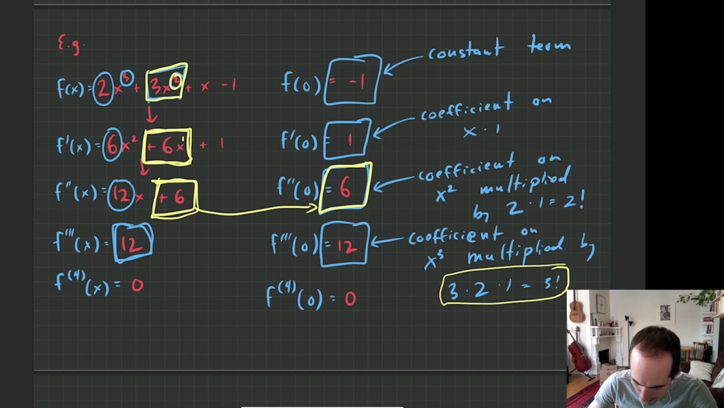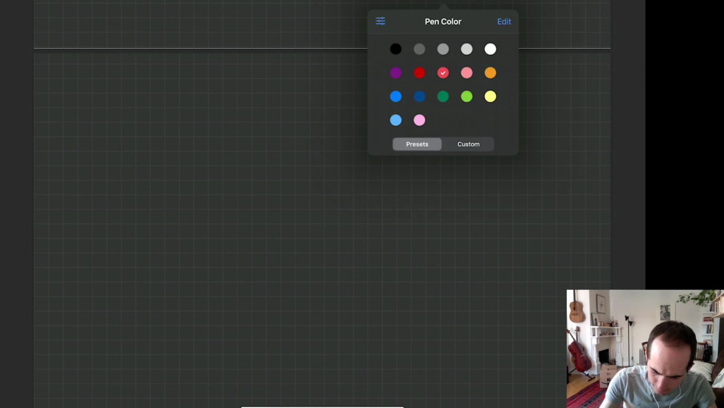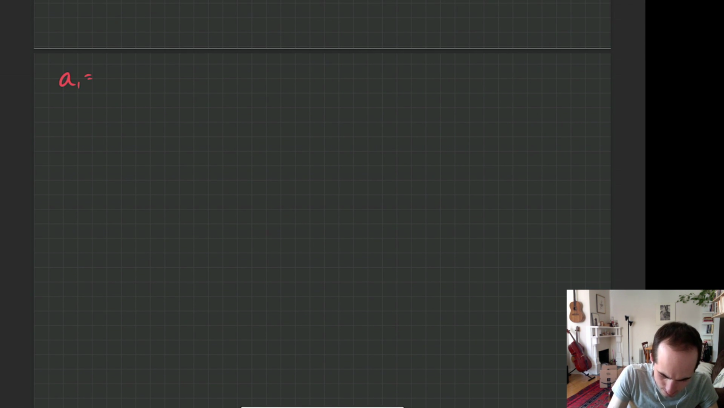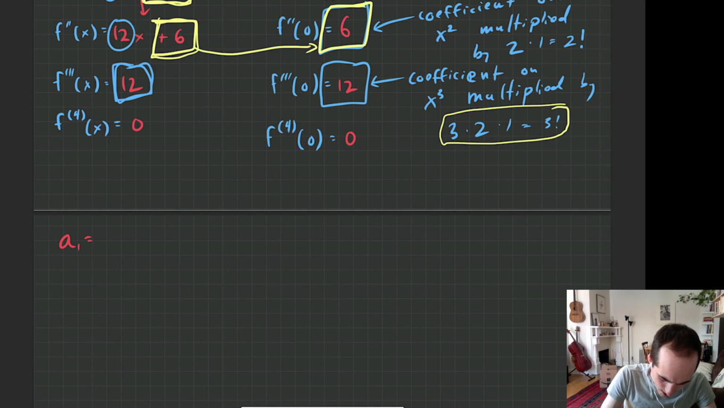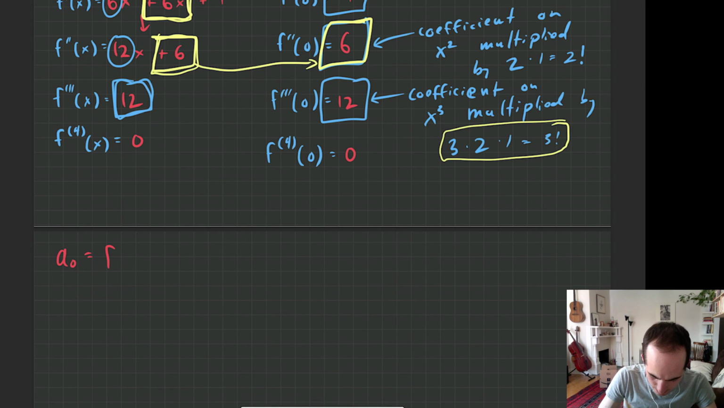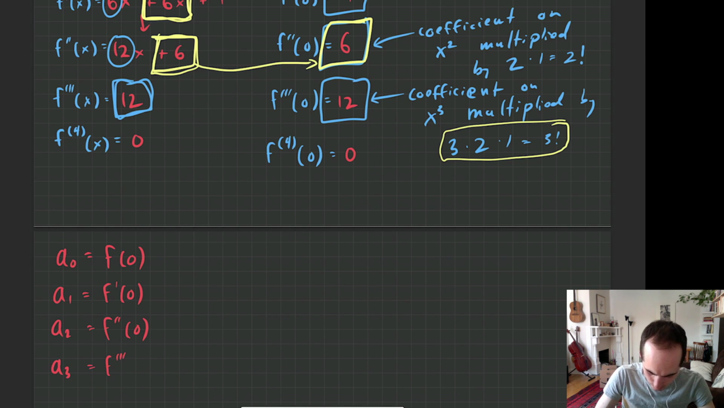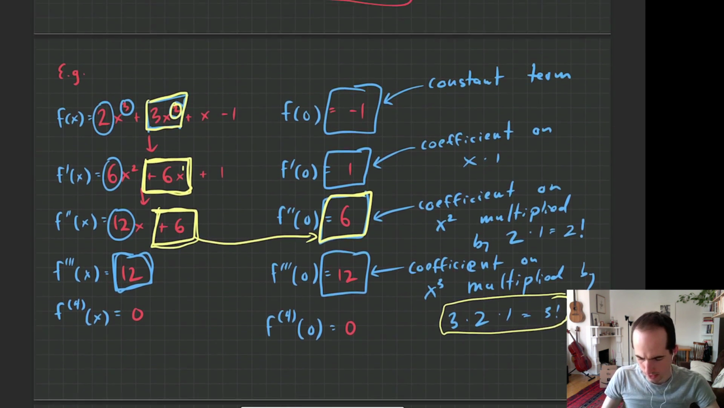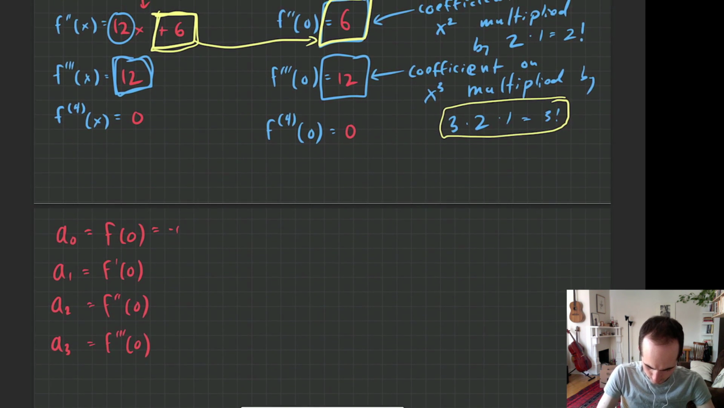original function back by saying, okay, well, first of all, I'm going to say A1 is going to be equal to, actually, let's call it A0. So A0 is going to be this first one. It's going to be f of 0. A1 is going to be f prime at 0. A2 is going to be f double prime at 0. And A3 is going to be f triple prime at 0. And this one is -1. We've got +1 after that. We have 6 after that, and we have 12 after that.